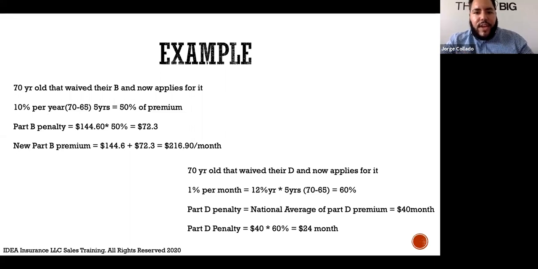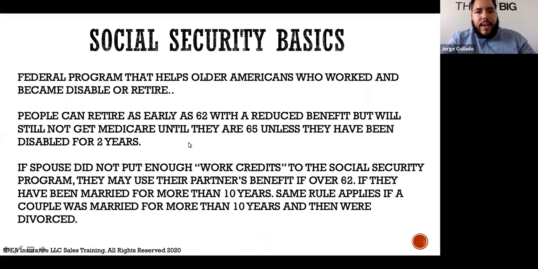And these are just some examples. Again, this might get waived if you help them apply for assistance coverage. We're gonna talk a little bit about Social Security. Social Security is a federal program that helps older Americans who worked and became disabled or retired.